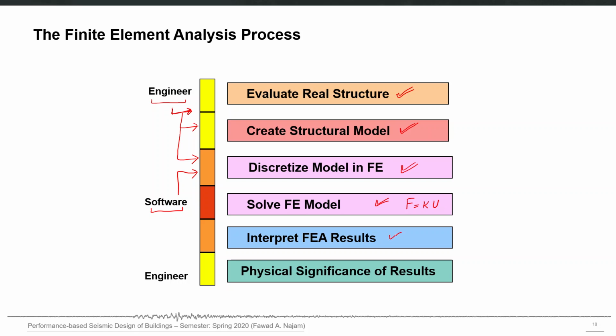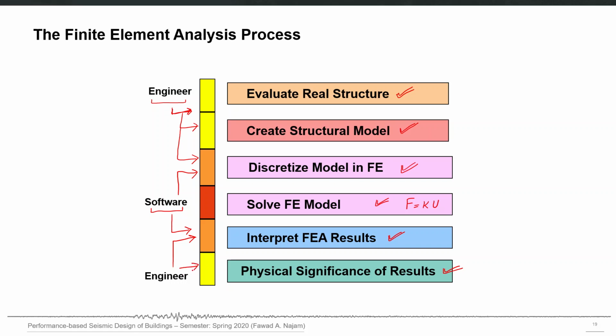Then there will be a step about interpreting these finite element results, and in that interpretation the software will also provide some help by providing you some graphical displays of the results and some useful animations, etc. But the engineer's input is the primary thing required in interpreting the finite element results. And the last step is the physical significance of the results. That realization, or design decision making, or any decision making, should be completely done by the engineer.